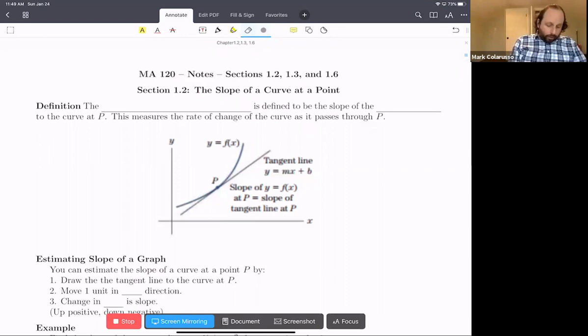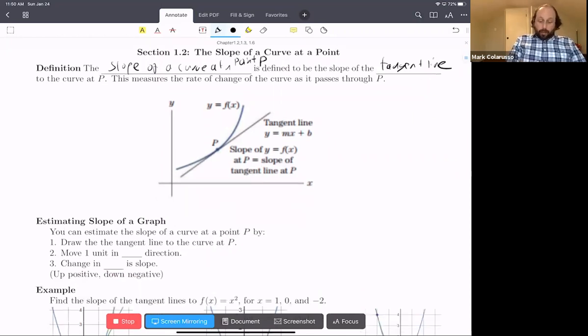So here's the following definition. The slope of a curve at a point P is to find the slope of the tangent line to the curve at the point P. And this, like I was saying in class, measures the rate of change of the curve as it passes through P at that exact point, so like the instantaneous rate of change.